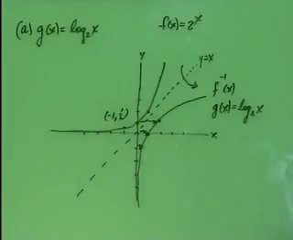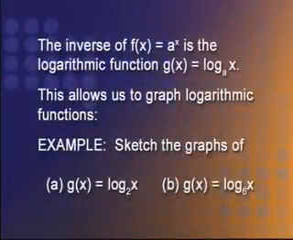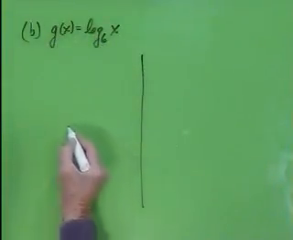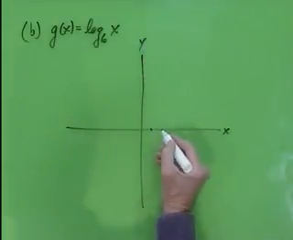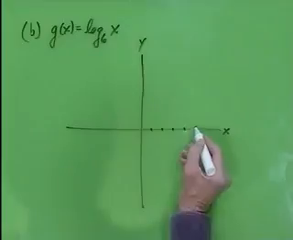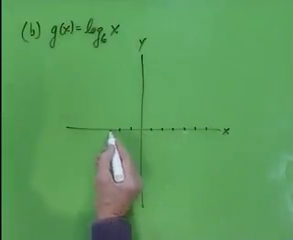So let's do the other example that was on the screen there. The other problem was to find the log base 6 of x, or to graph it. So part B says to graph the function g of x equals the log base 6 of x. Okay, here we go. This time I'm going to graph it in a faster manner without drawing that exponential function.